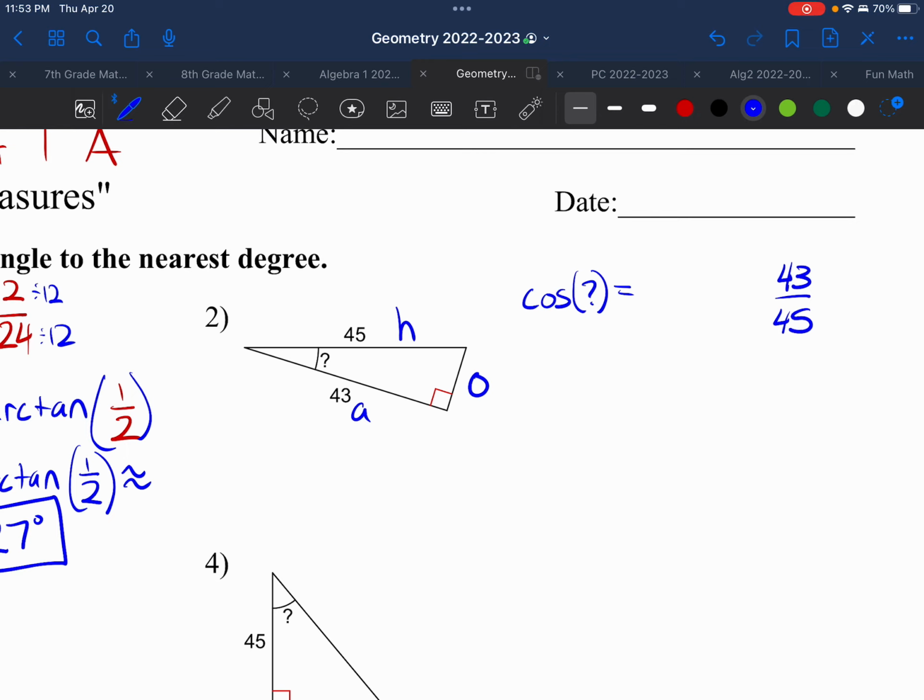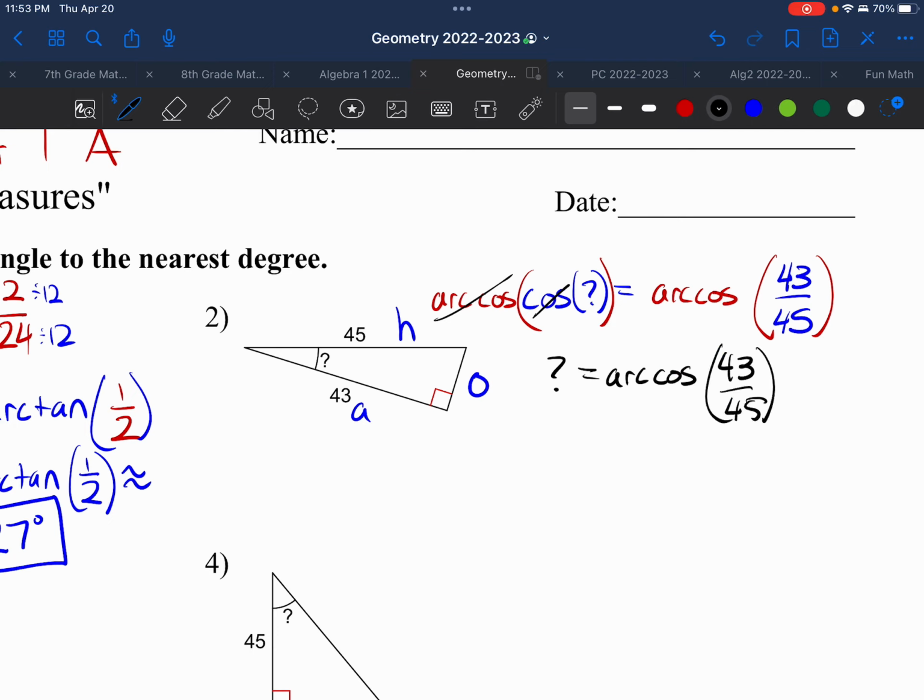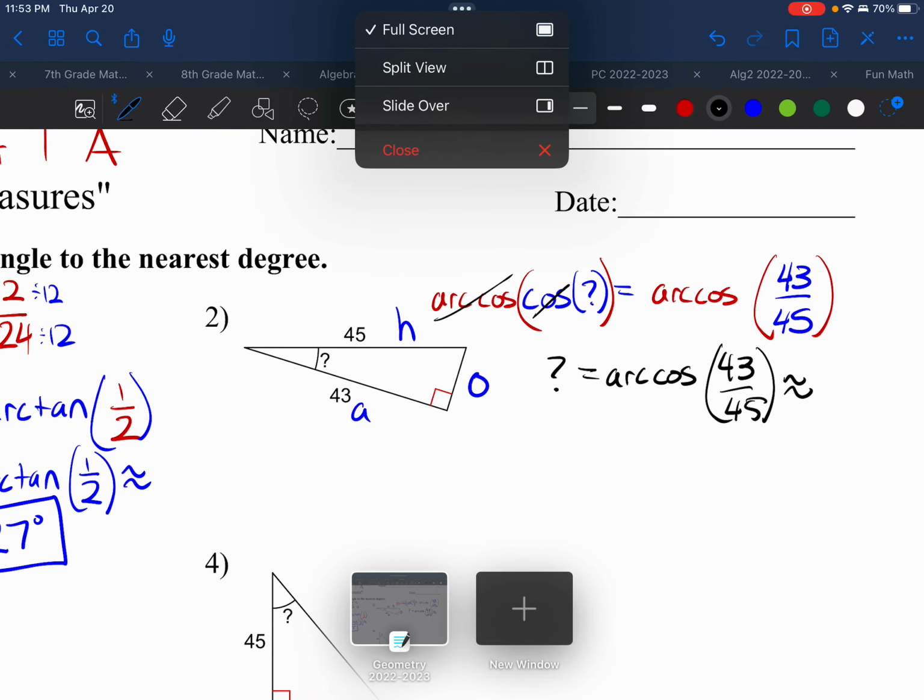Cool. Well, I need to get this question mark unlocked. The only way to do that is to get rid of cosine, and the only way to get rid of cosine is to take the arc cosine. So I'm going to take the arc cosine of the left and arc cosine of the right. When I do that, arc cosine and cosine cancel each other out, leave me with the angle, and the angle is going to be equal to arc cosine of 43 45ths. Excellent. What is that? I don't know. We need a calculator for that.